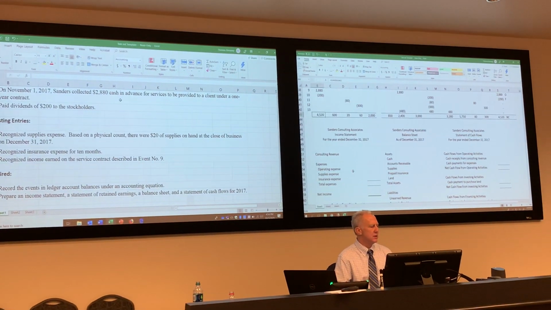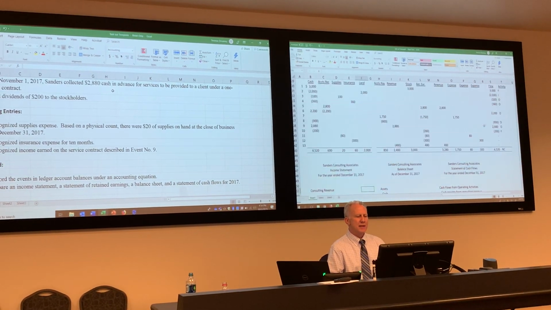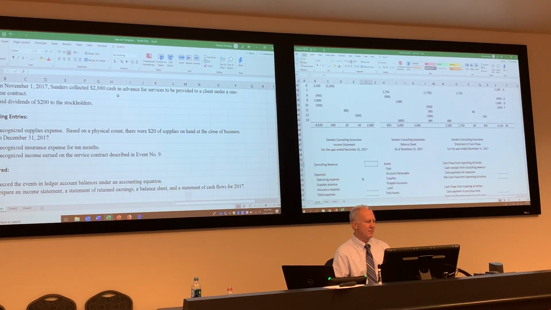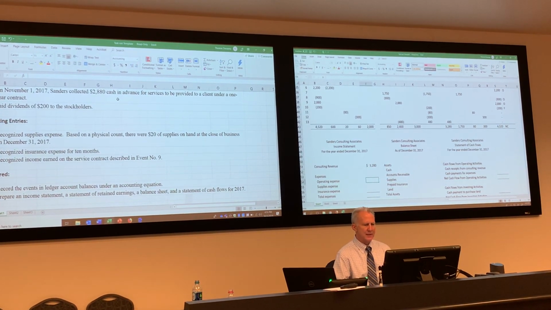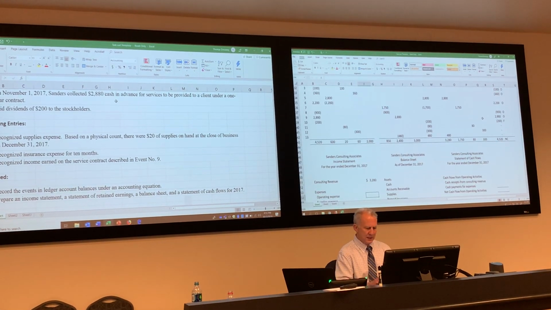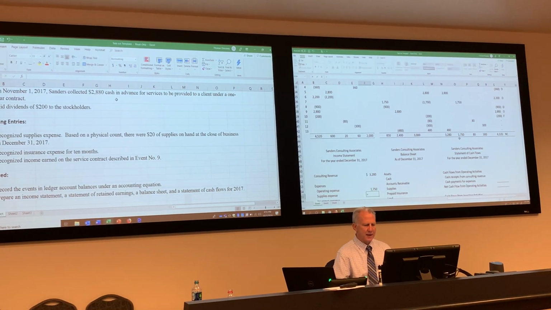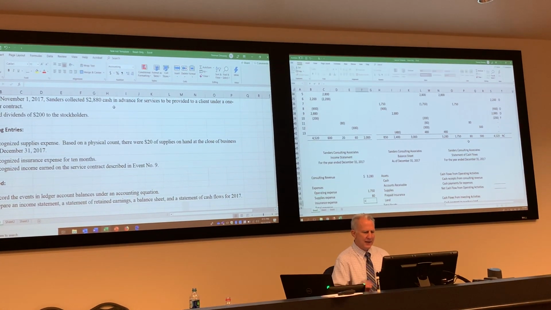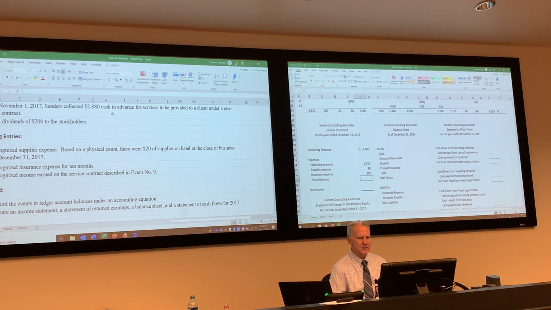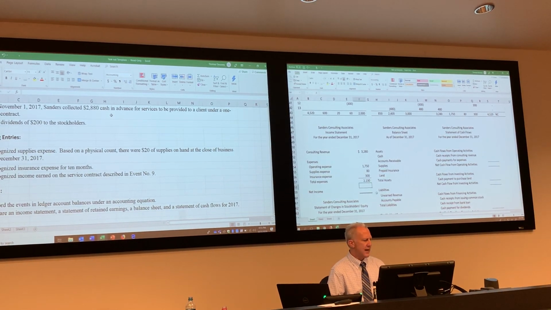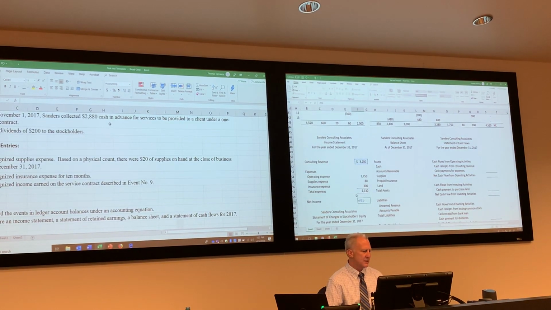I have my numbers. All right, we're gonna do financial statements quickly in 6 minutes. The income statement is already right here, is it not? My revenue is equal to $3,280. My operating expenses is equal to $1,750. My supply expense is $80, and my insurance expense is $300. My total expenses, $2,130.